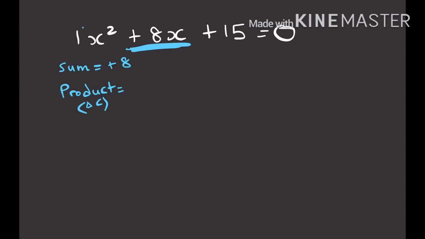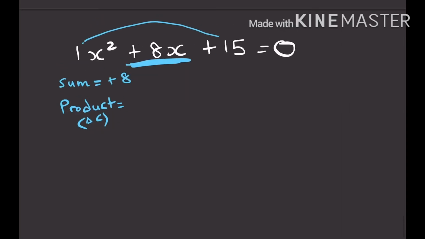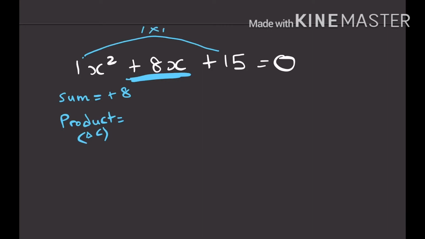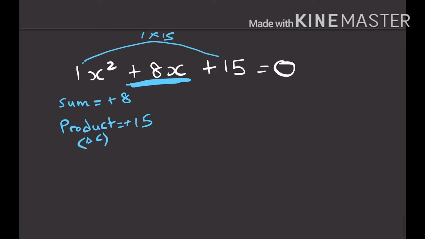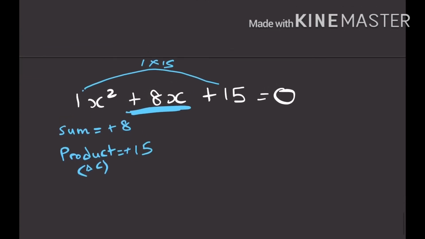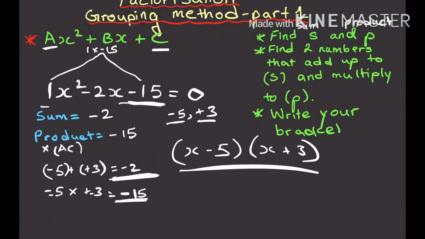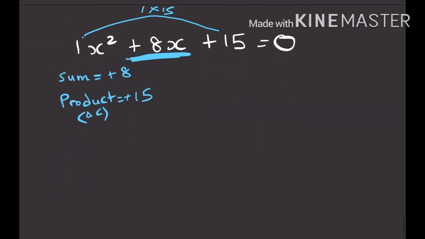And the product is AC. So 1 times 15. This time it is not minus, it is a plus 15. So 1 times 15 is plus 15. So these are the 2 numbers that we have gotten. The sum is always the middle number, and product is always the first times the last, or AC. Now that we have the sum and product, we know that we are done with the first step. Second step, find 2 numbers that add up to s and multiply to p. So the 2 numbers that add up to 8 and multiply to 15.